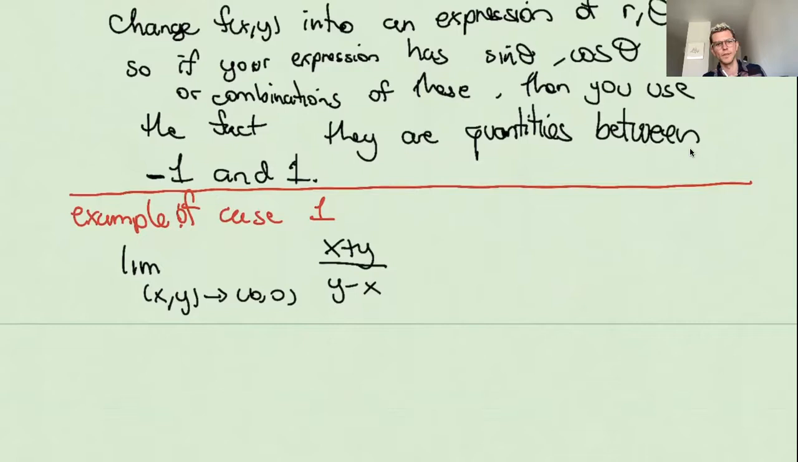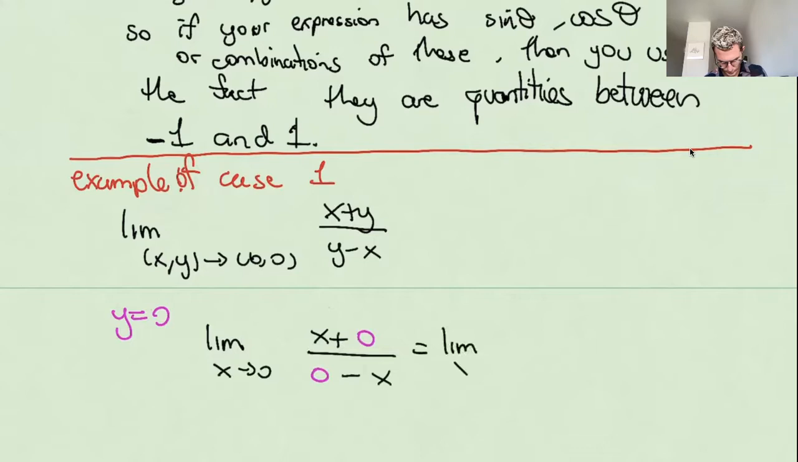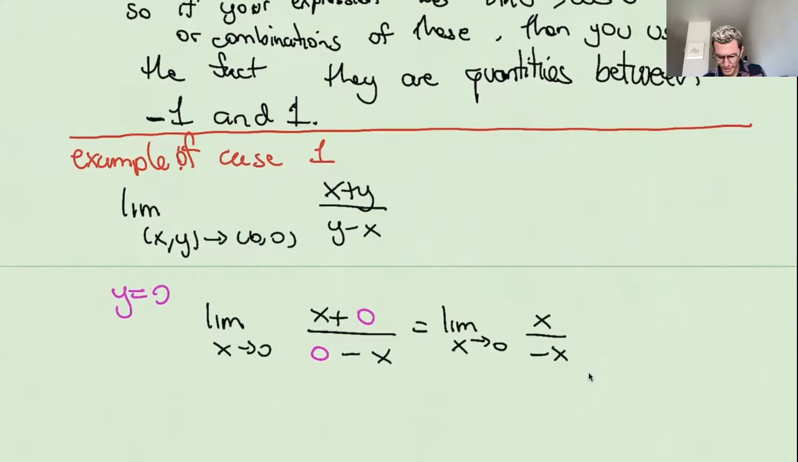Okay, good. If you try y equals 0, the only thing that survives is x, so this gives you x over negative x. Is that making sense? And what's the limit here? Good, that would be negative 1, right?